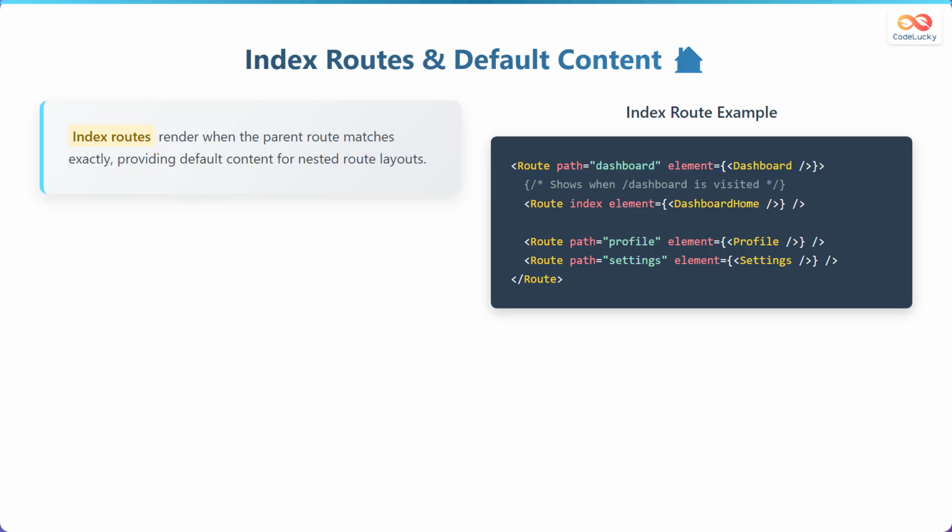Additionally, you can define routes for profile and settings as before. The index property tells the router to render this route when the parent route matches exactly.